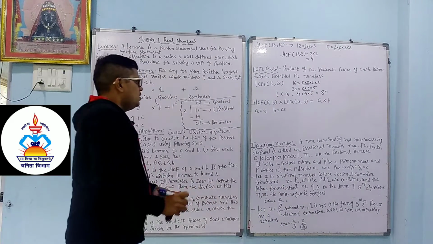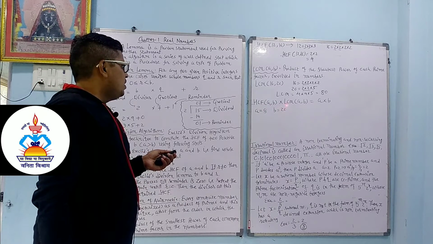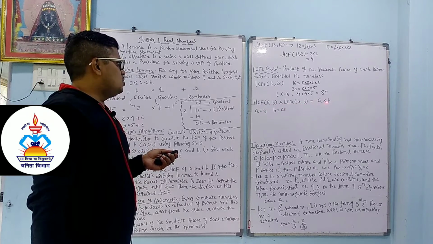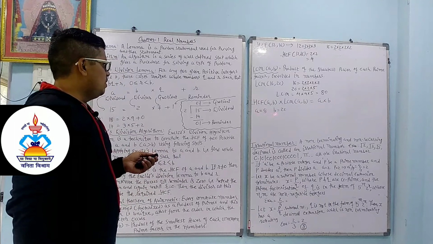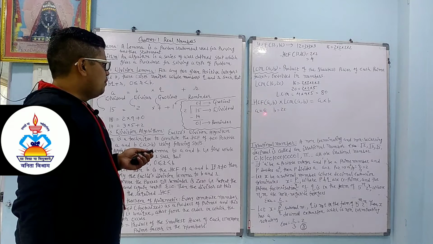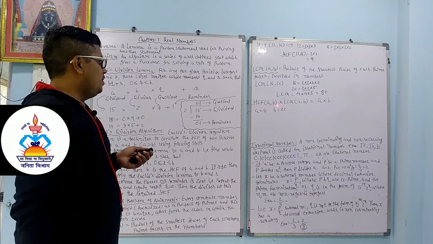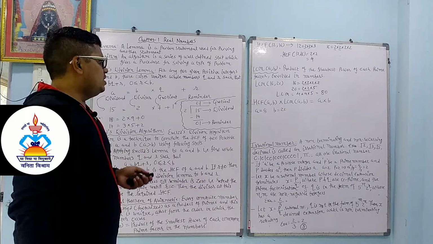Second thing, we are going to prove here that HCF of a comma b into LCM of a comma b equals a cross b. So first we will find the HCF of 8 and 20, and after that we will find the LCM of a comma b, and then we will prove that 20 into 80 is what?